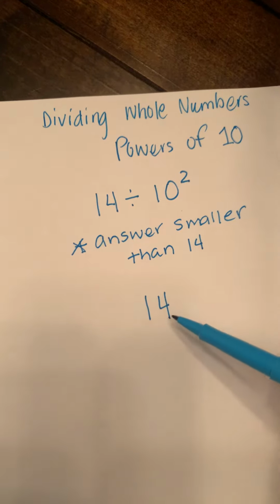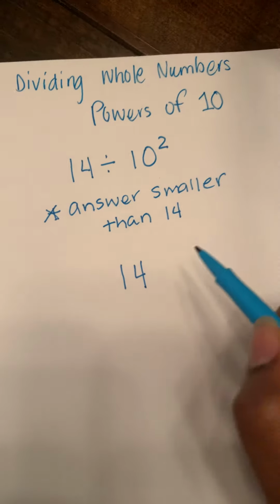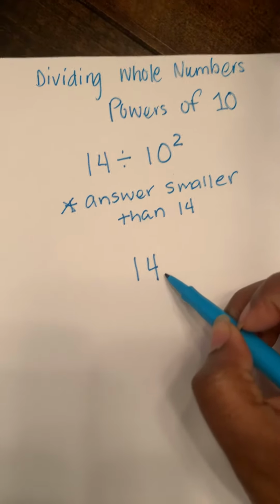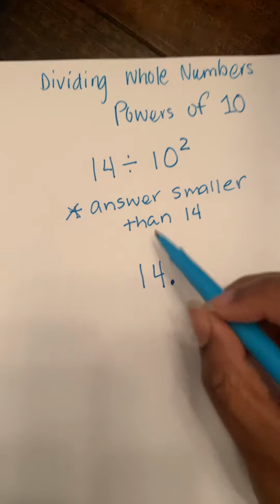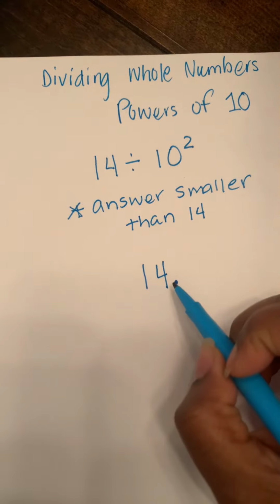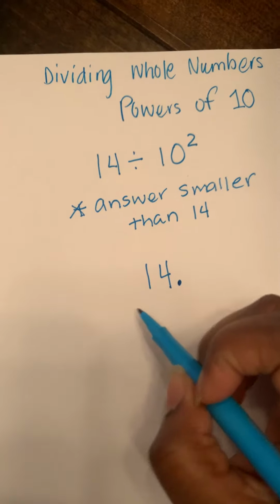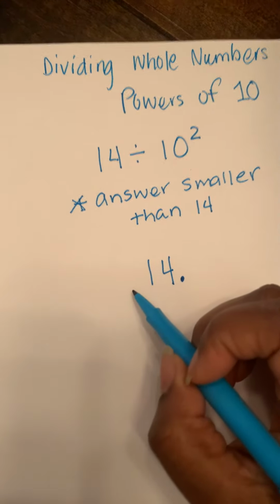Now remember, my exponent tells me how many times to move my decimal. Remember, my decimal is here. I need to find it. There's always a decimal in every number. In this case, whenever I have a whole number, my decimal is at the end. When I divide, I move my decimal to the left. That's how my answer gets smaller.